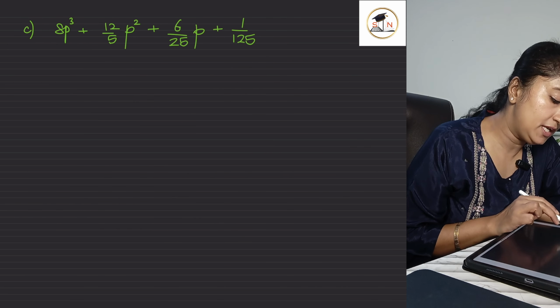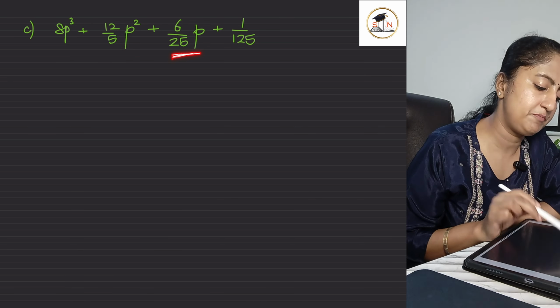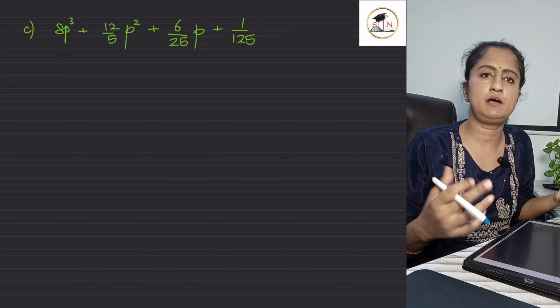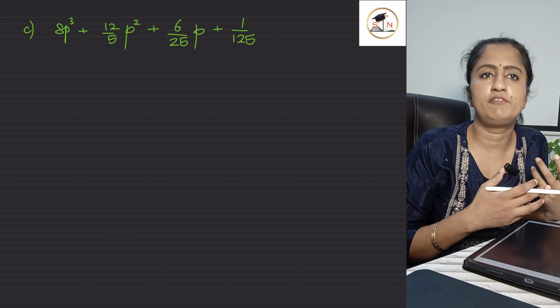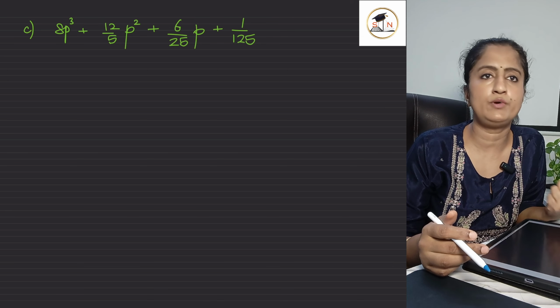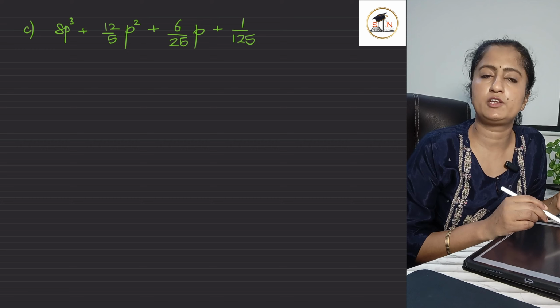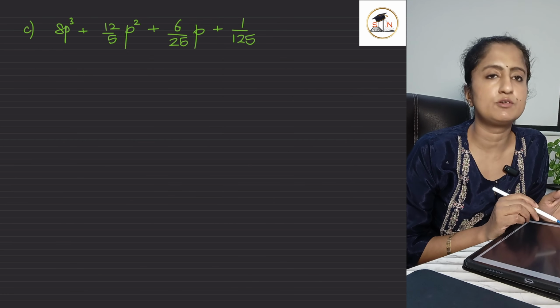Okay. Now, the next question for factorization. We have 8p cubed plus 12 by 5p square plus 6 by 25p plus 1 by 25. Now, this question is again a bit different. The reason being, I have tried to cover a variety of questions so as to give you exposure. Now, you will say that first term is a perfect cube, but we do not have the second term as perfect cube. You're absolutely correct.